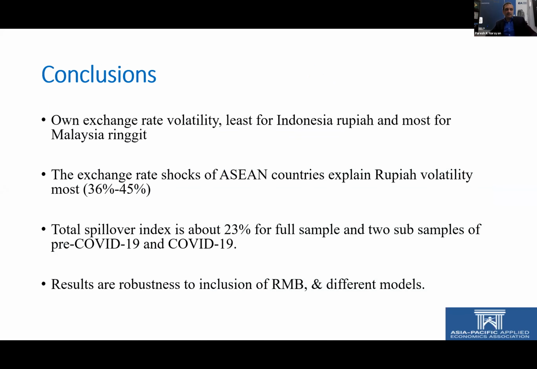So the point here is that when we conclude, we conclude with the following message: when we look at the Asian countries and the exchange rate, Indonesia stands out because the rupiah is the most affected by exchange rate shocks in the Asian region. It's in the magnitude of 35 to 45% of the variation in the rupiah that happens as a result of shocks to others. Malaysia is the least affected, almost only about 15% of the Malaysian exchange rate volatility can be explained by others.